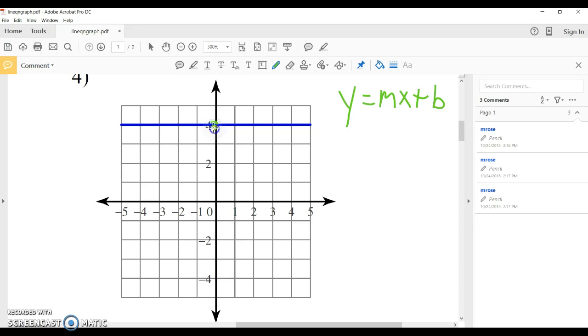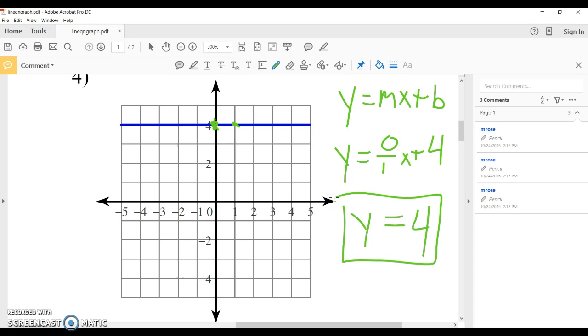I can see that my y-intercept this time is 4. Now I have to find my slope. Here's my nice part. My slope is just over 1, so it's up 0 and over 1. Another way I could write this one is that 0x would just be nothing. So this could also be written as y equals 4. So that's the other way you might see it. But that's kind of the basic ideas of how we would write these line equations.